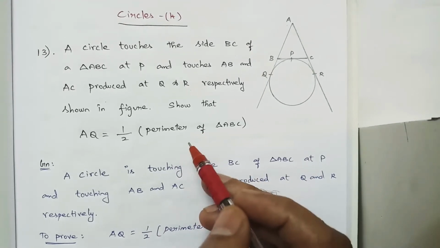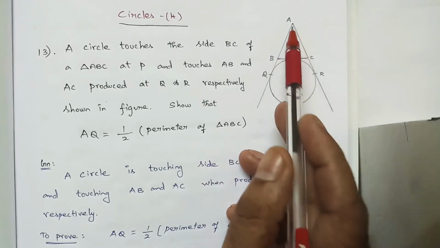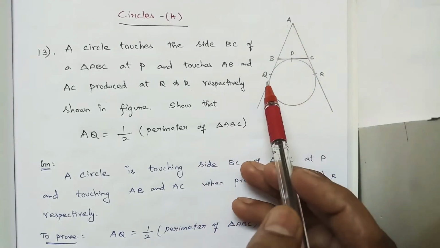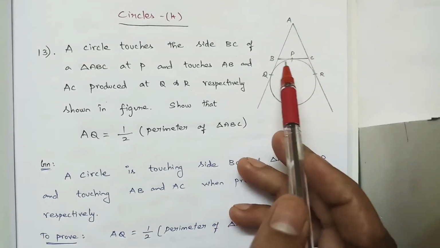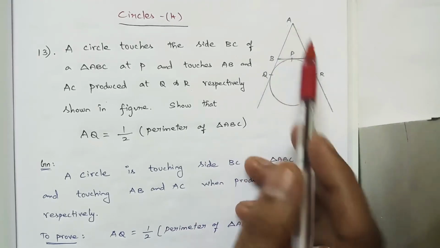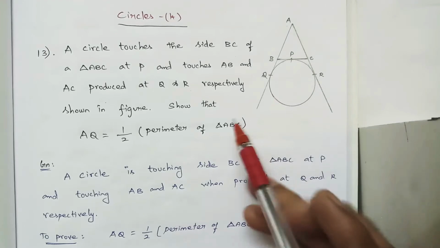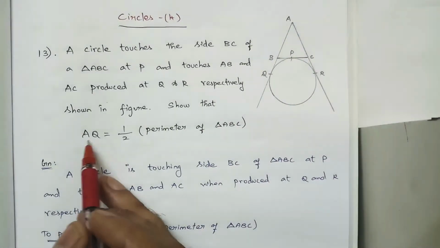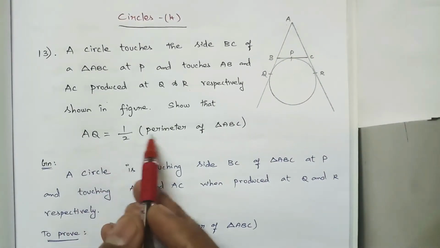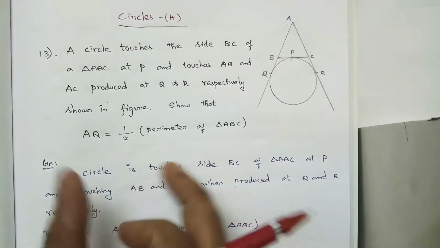So what is the property? Very simple. The length of AQ or AR, both we can use, because AQ is equal to AR, as both are the tangents from the external point A. AQ is equal to half of the perimeter of triangle ABC. So this is very important.